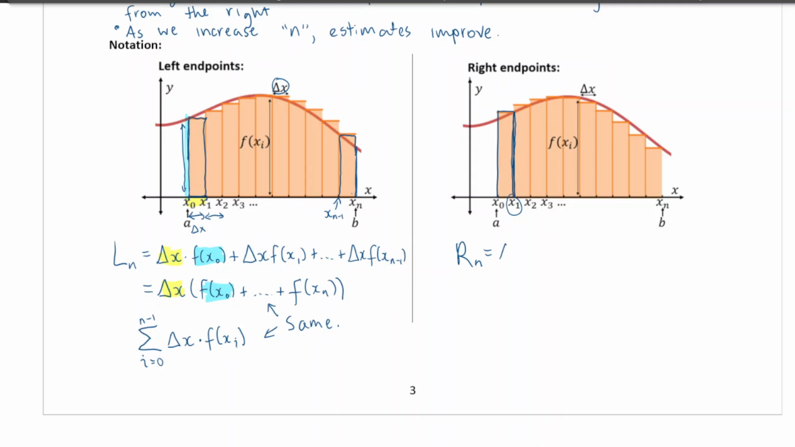And the width is going to be the same. It's just delta x, right? And we would do f at x1 for our first rectangle. And we would go all the way until the last point here at xn. Okay, and we could use summation notation too, but this time we're starting at 1 and going to n.